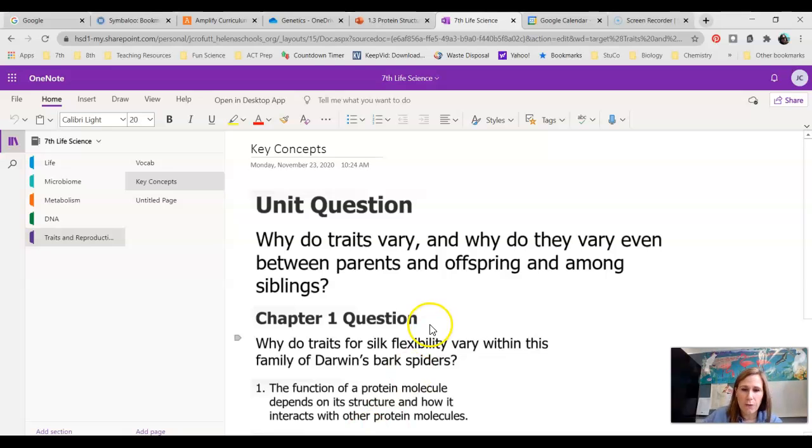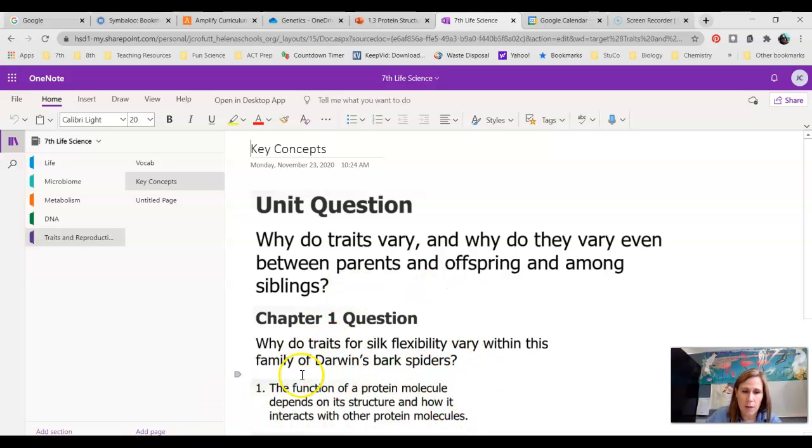Okay, chapter 1, we're going to focus on basically the proteins that make up spider silk. So throughout this unit, we're going to be studying spiders. So they're called Darwin's bark spiders. And we're going to look at traits for silk flexibility. So why do certain spiders in the same species of spider have different flexibility in their silk? Okay, so how do genetics play into that?